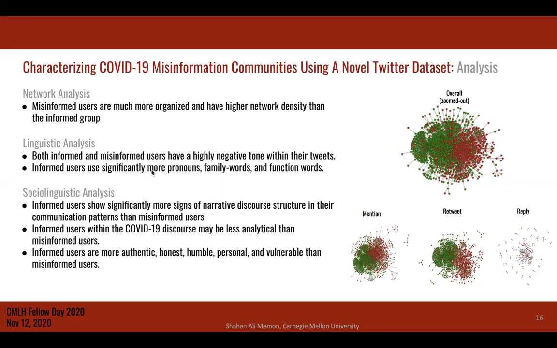Surprisingly, informed users use significantly more pronouns, family words, and function words, which suggests that they use many more narratives in their communication. This sort of also made sense in hindsight when we actually looked at the tweets, because most of our informed users came from corrective discourse. So these were people who were trying to correct misinformation online by presenting anecdotes and narratives based on their family and relatives who have gotten COVID-19. And so this sort of makes sense in hindsight. Informed users within the COVID-19 discourse may be less analytical and maybe more authentic, honest, and humble.